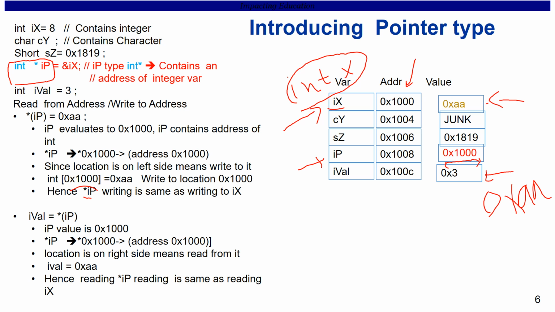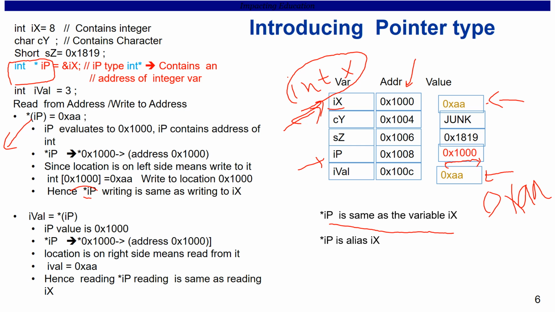So now you can see that when I am reading from star of IP, it's as though I am reading from the variable ix. And earlier we saw that when I am writing to star of IP, it's as though it's writing to the variable ix. So for all practical purposes, star of IP is the same as ix. See the value changed, and for all practical purposes, star of IP is the same variable as ix. Hence, star of IP is called an alias of ix. So by merely doing this operation, int star IP equals address of ix, star of IP becomes an alias for the variable ix.